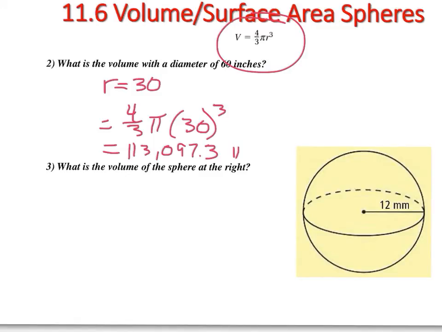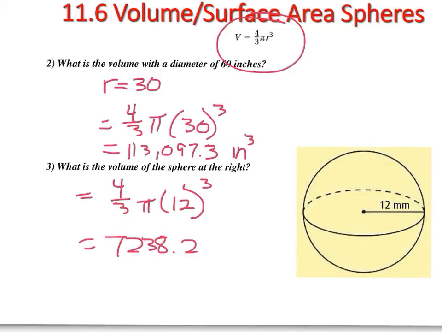And that's in cubic inches. What's the volume of the sphere at the right if the radius is 12 millimeters? So plugging that in, 4/3 pi times 12 to the third, and we'll get 7,238.2 cubic millimeters. That's cubic millimeters.